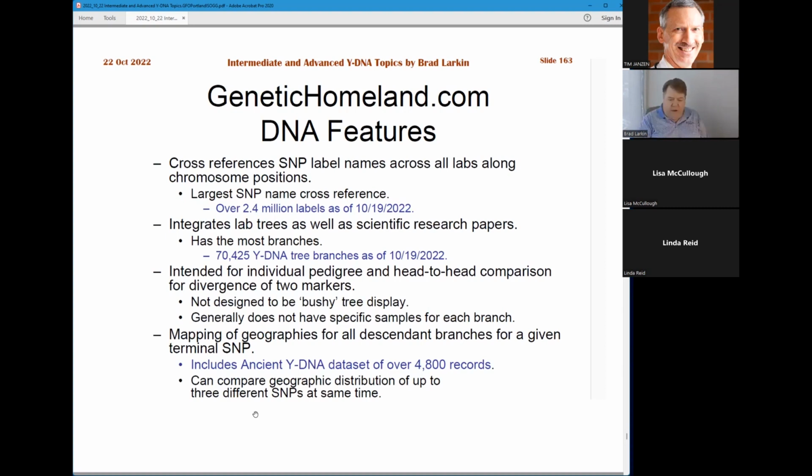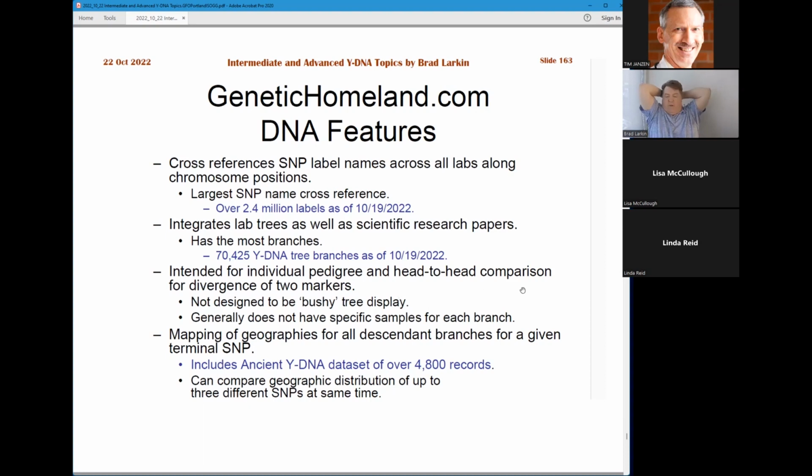We do have mapping of geographies for all descendant branches for a given terminal SNP, including an ancient Y-DNA data set with over 4,800 records. So you can compare the geographic distribution of up to 3 different terminal SNPs at the same time. So that's something that I don't think you can do with the others. You can compare the distribution, and also it will automatically look for all the descendant terminal SNP branches and put that into one graph.